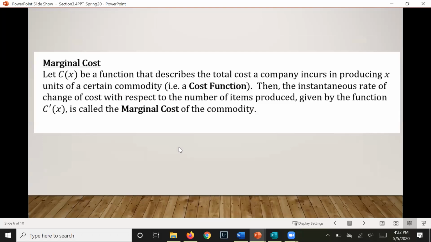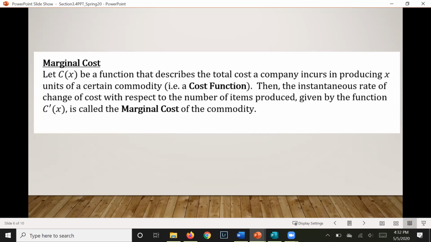Before we do our next two problems, we're going to talk about something called marginal cost. So let C of x be a function that describes the total cost a company incurs in producing x units of a certain commodity. Imagine a company like Apple: if they want to produce 1,000 iPhones, they'd have a cost function where they could plug in 1,000 and it would tell them how much it costs to produce 1,000 iPhones.